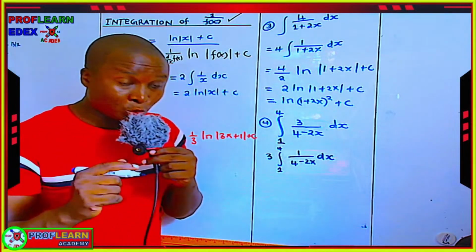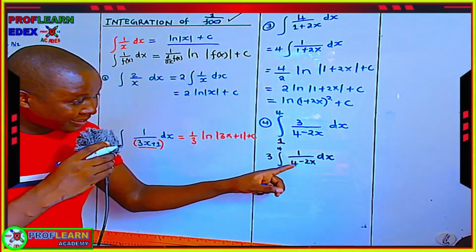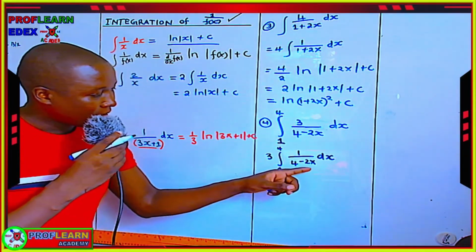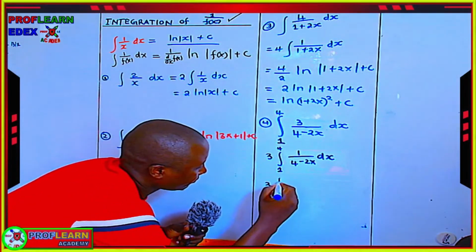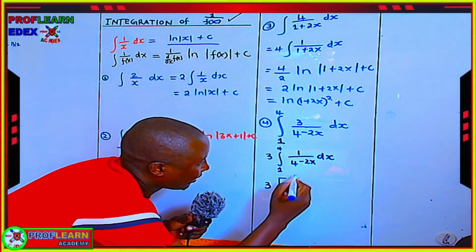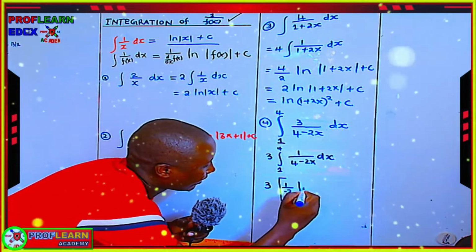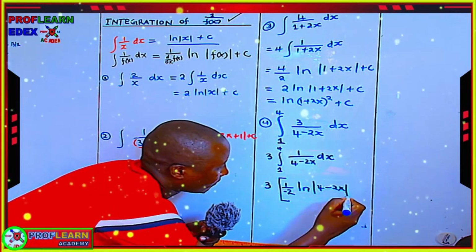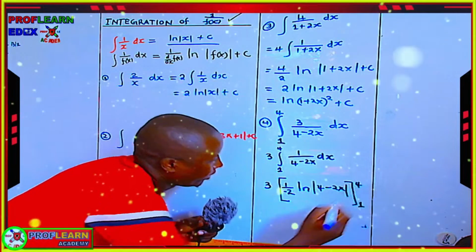Now, step number 2, you are going now to differentiate this part that we are having here. You are going to differentiate the denominator the way we said, then divide by. So we're going to have this as 3. Differentiating this, we're going to get negative 1, negative 2. Then we shall say 1 over negative 2. Then ln of absolute value of 4 minus 2x. Then we shall write the limits from 1 all the way to 4 there.